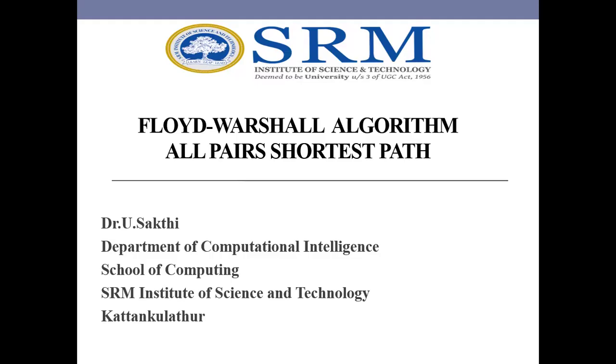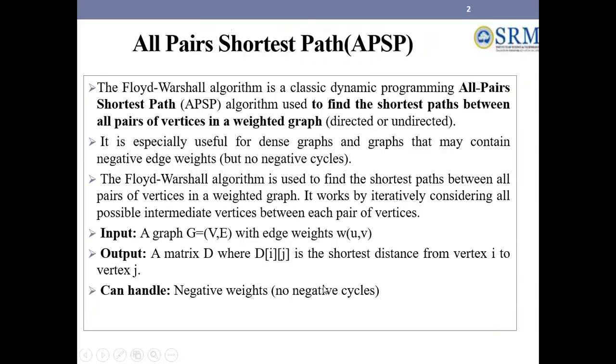Good morning, everyone. Today we will see Floyd-Warshall algorithm to find all pairs shortest path in a graph. First, we will see what is all pairs shortest path. We have a graph. There are n vertices. So we are finding shortest path between every pair of vertices in the graph. It uses the concept called dynamic programming.